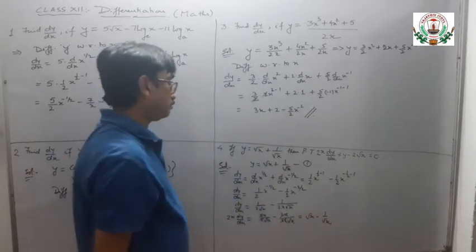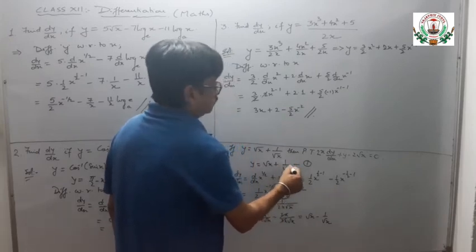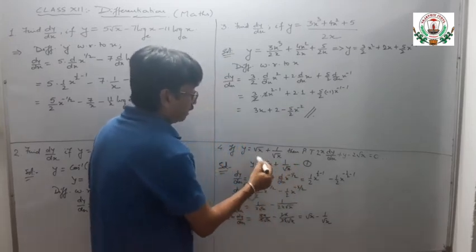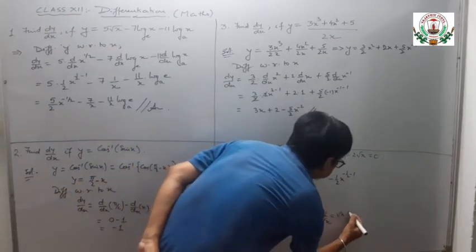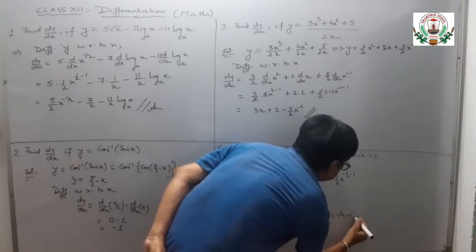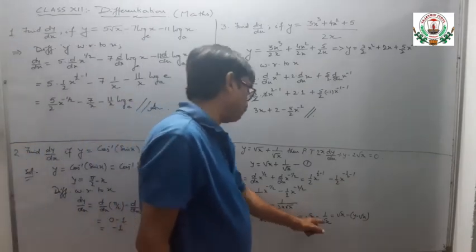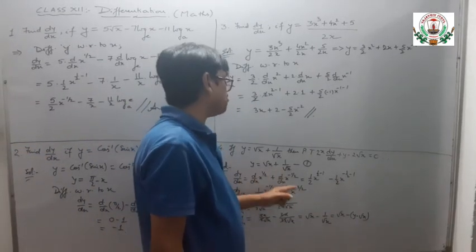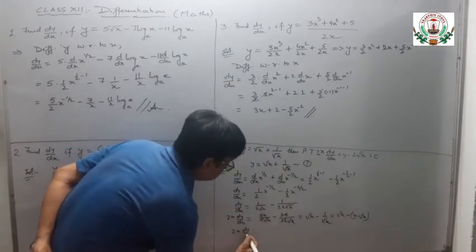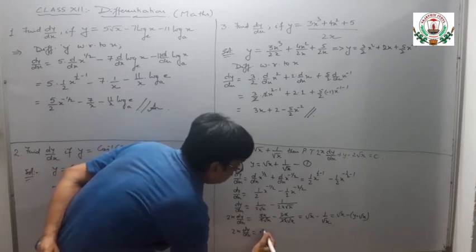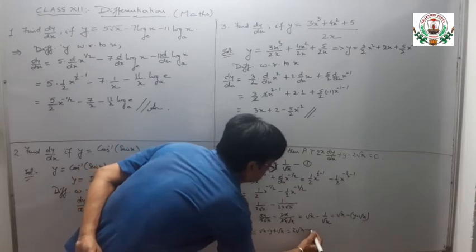Now we know that from here we can find the value of 1 by root x from this equation. The value of 1 by root x will be y minus root x. So this value I am now going to substitute. x upon root x becomes root x, and the value of 1 by root x we get from here, y minus root x, I am going to substitute. So now 2x dy by dx will be equal to x minus y plus root x, which becomes 2 root x minus y.